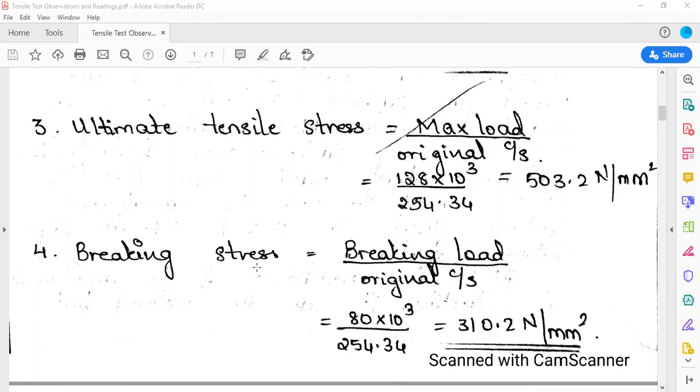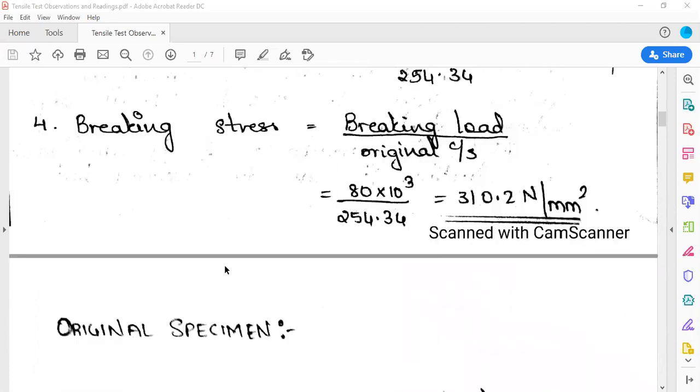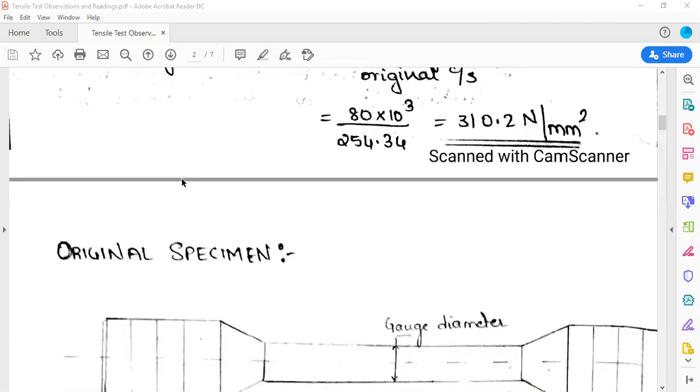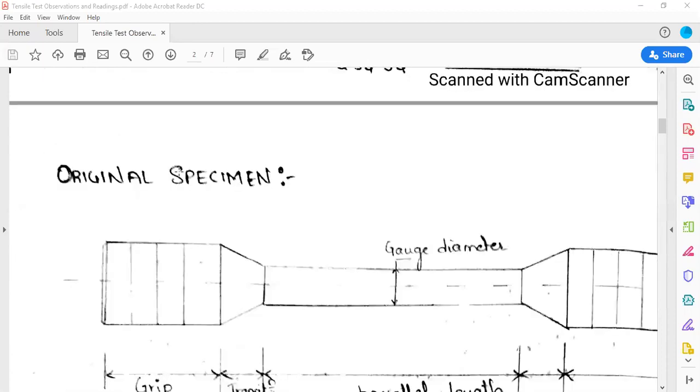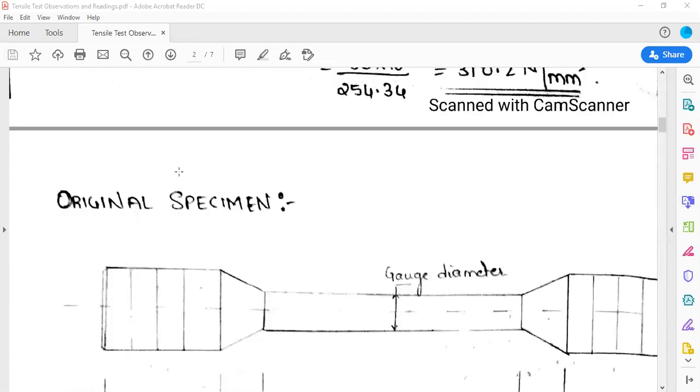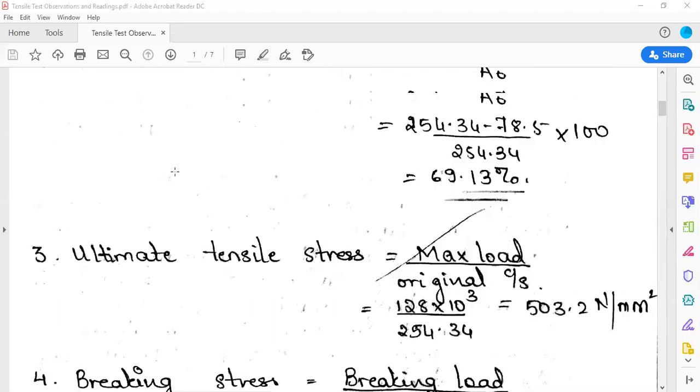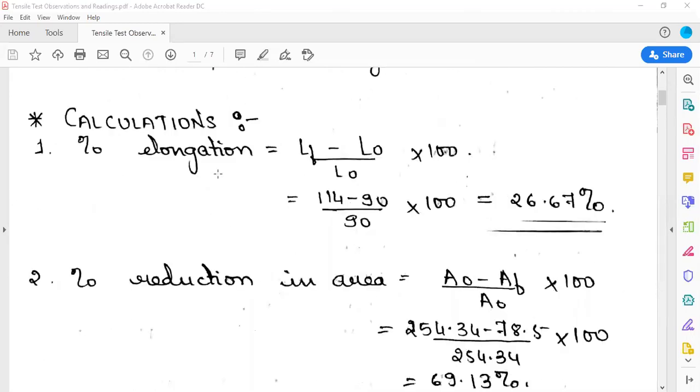From that you're going to get the breaking stress. The last one, you're going to find out the Young's modulus, that I will show while explaining the graph. You will see one by one. First one is percentage elongation.